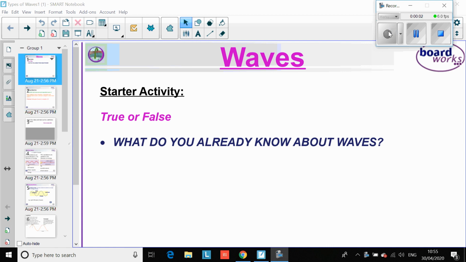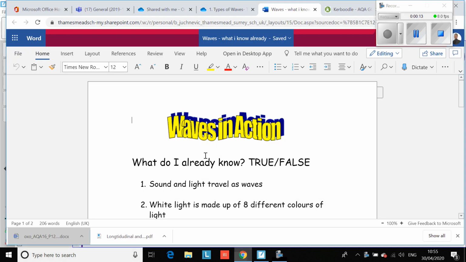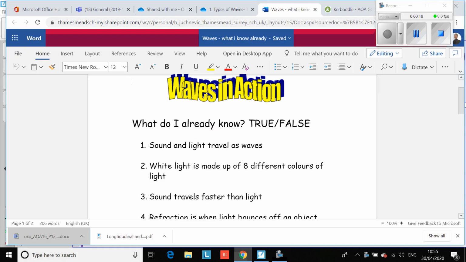Okay, hello Year 10. So what we're going to do today is we're going to start to introduce the basic properties of waves, okay? So firstly, in assignments, there should be a sheet which looks a little bit like this, okay? Which is waves in action.